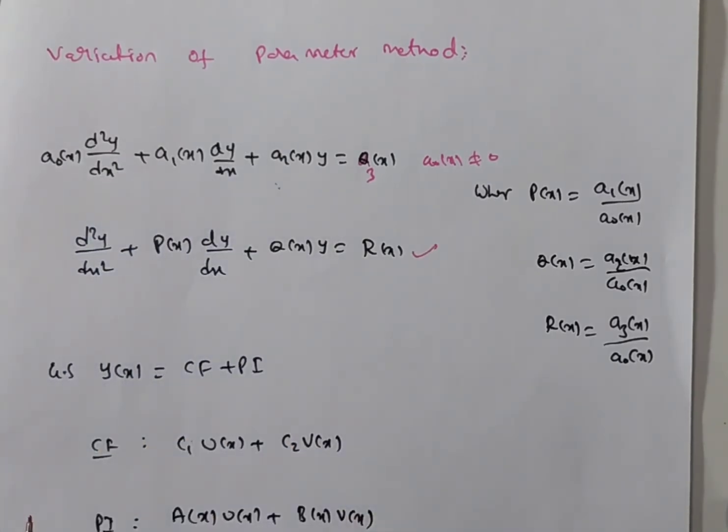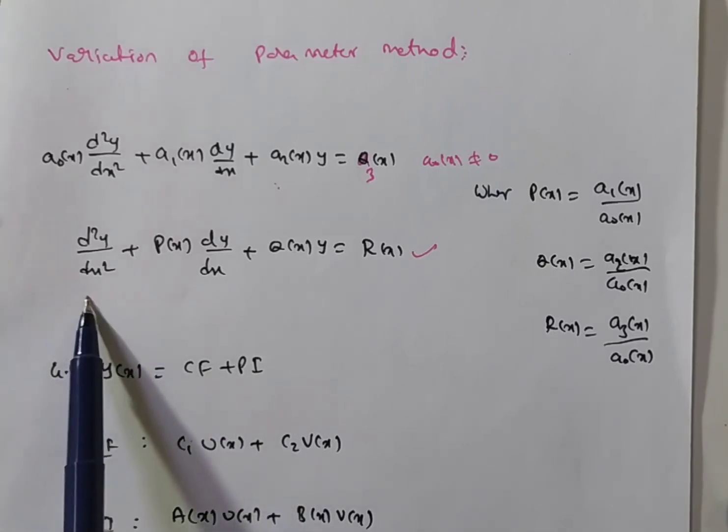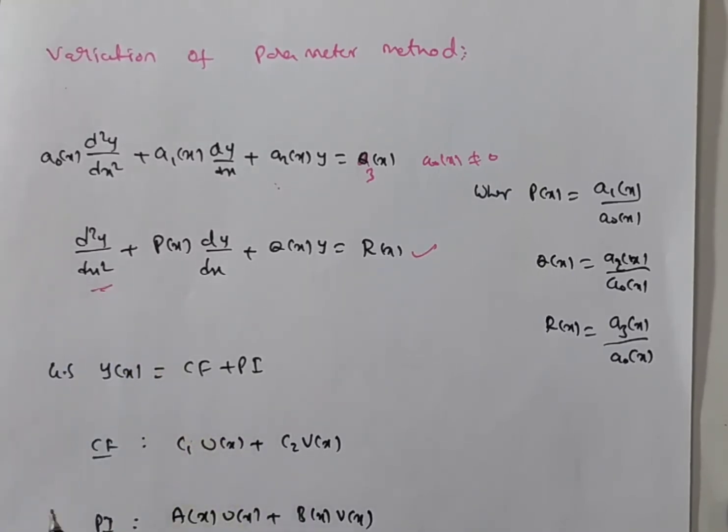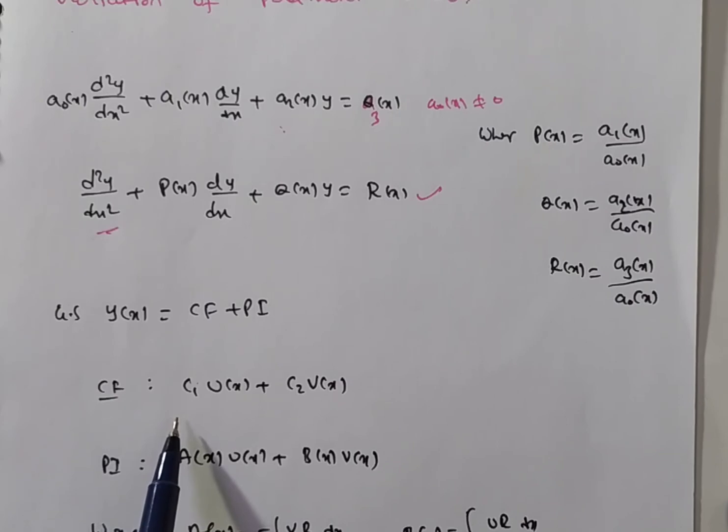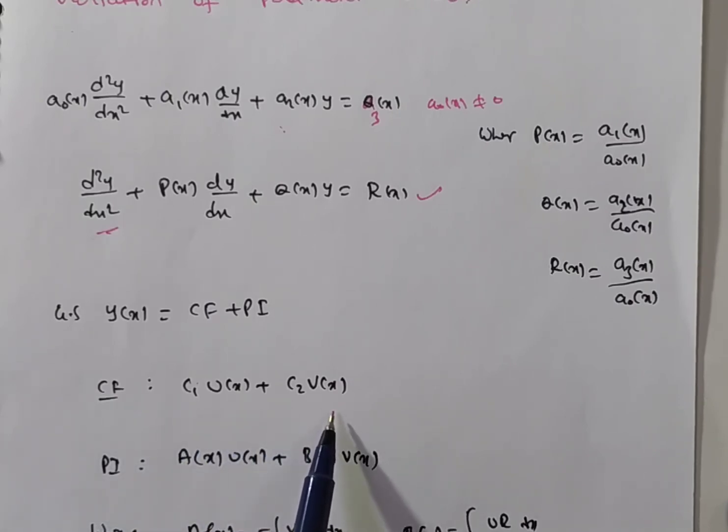Then how to find the solution? Friends, for this also we have a general solution: y of x is equal to complementary function plus particular integral. But there is a special consideration, that is, to find the particular integral we use the complementary function only. What is the order of the differential equation here? 2 only. So generally you will get the complementary function in the form of c1 u of x plus c2 v of x. Earlier we have discussed the complementary functions, yes or no?